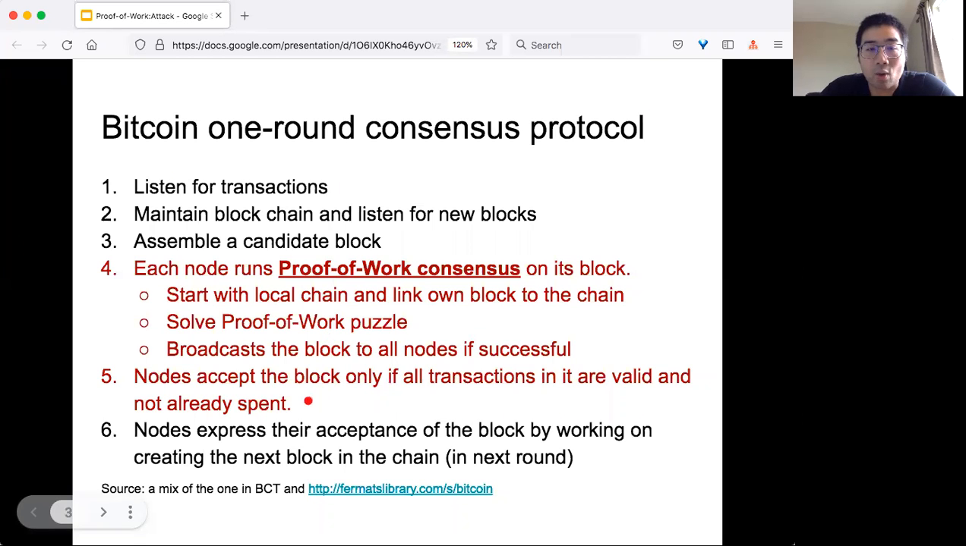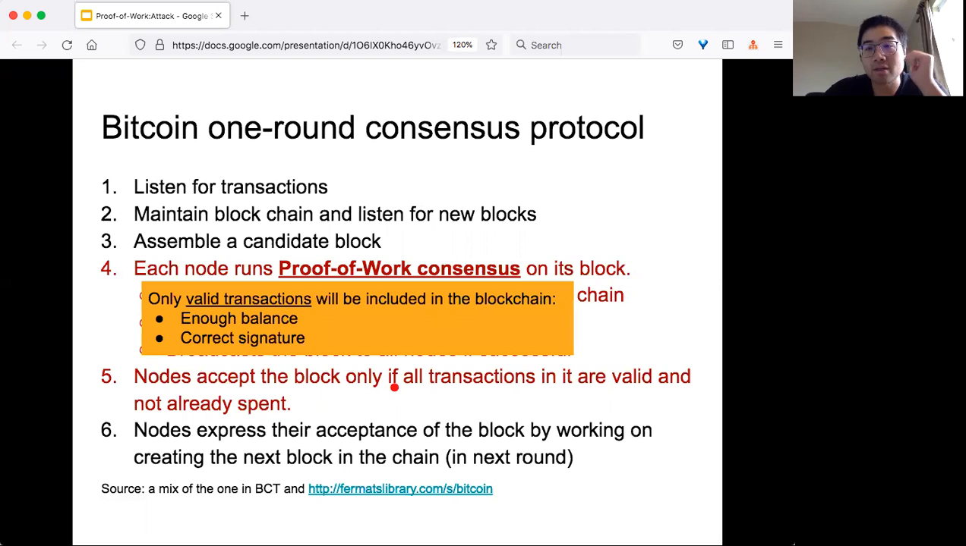And the key is that once some miner finds the block, it propagates to everyone, and the block will be accepted and appended to the chain only if all the transactions are valid. This is one of the key designs to ensure that the transactions inside the block are valid. And by valid, at least in the context of cryptocurrency, it means the buyer actually has enough balance, and the signature of the transaction is correct.